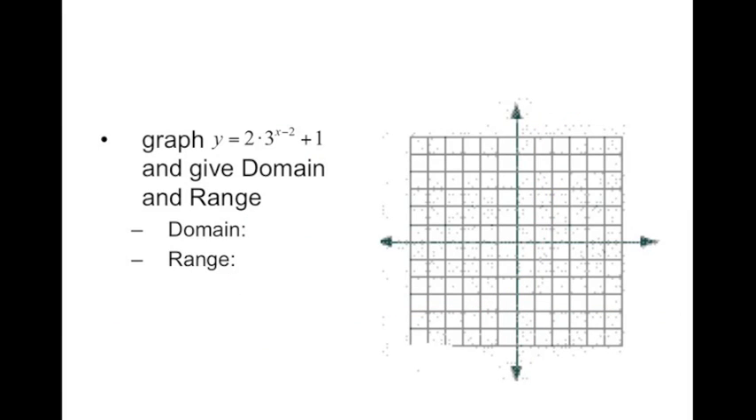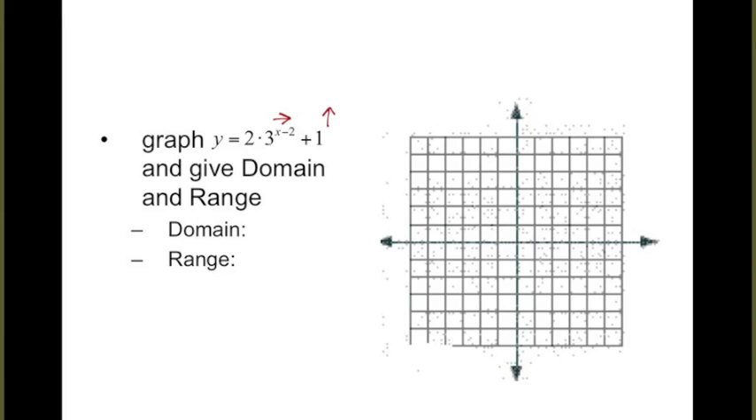All right, first thing we need to do on this one is shift it. What's the -2 going to do? To the right 2. And what's the +1 do? Up 1. Then we're going to make our chart.